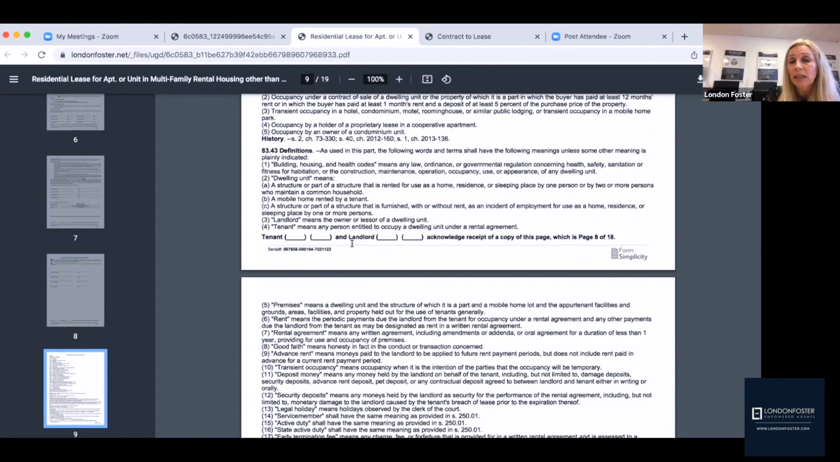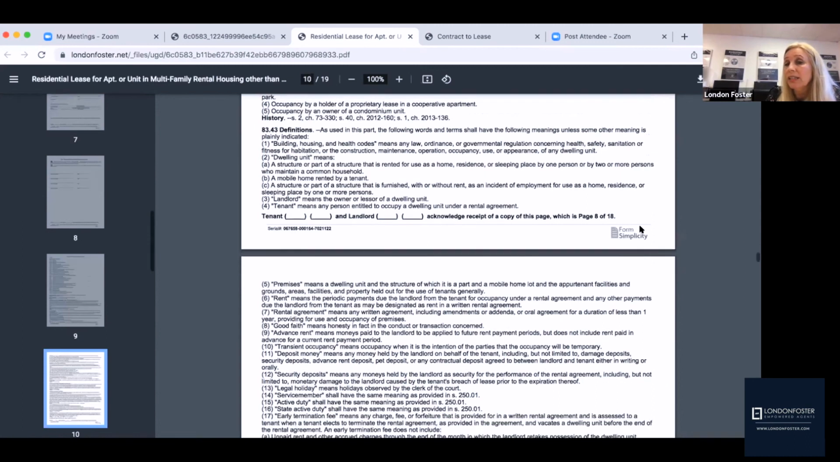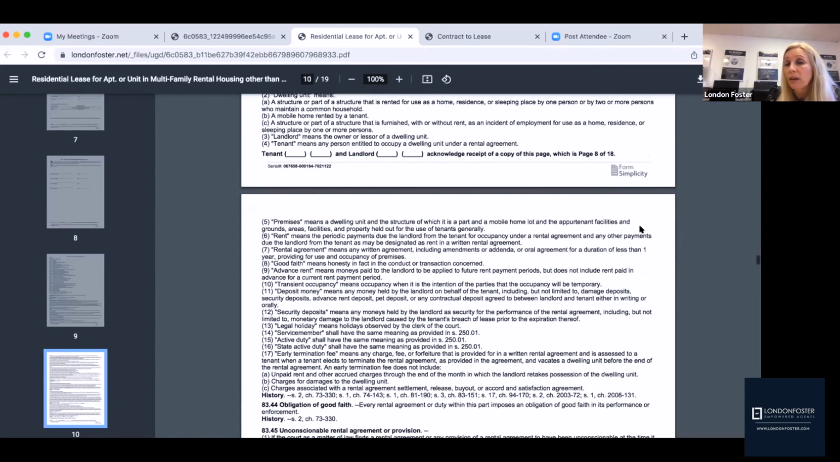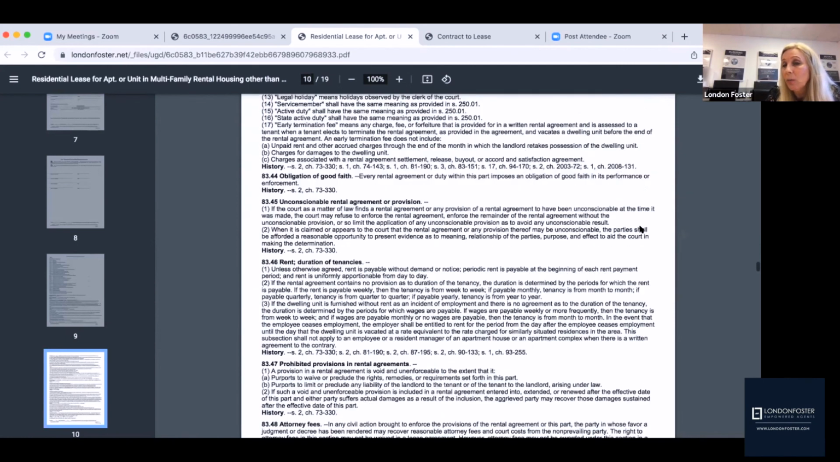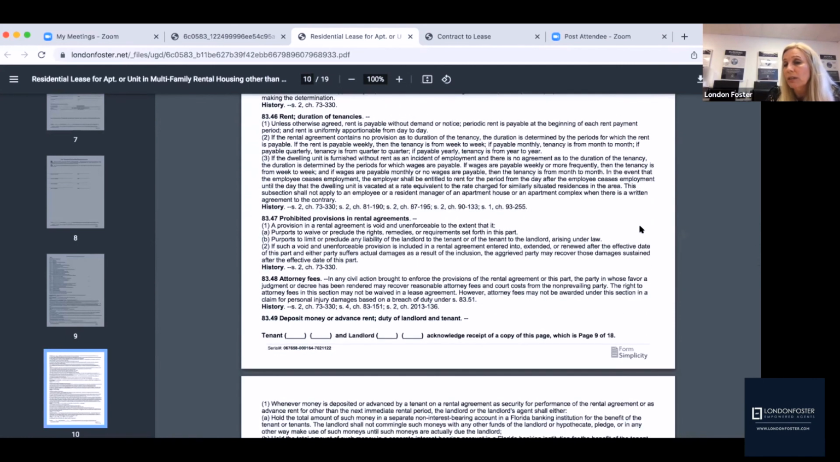Notice that the tenant and landlord have initials. So these pages 8 through 18 have to be initialed by the landlords and tenants and have to be part of your lease. Our leases have to be page by page, single pages. When you give a lease to a client, it cannot be back and front. It has to be all full pages.